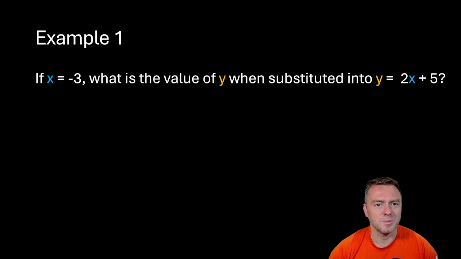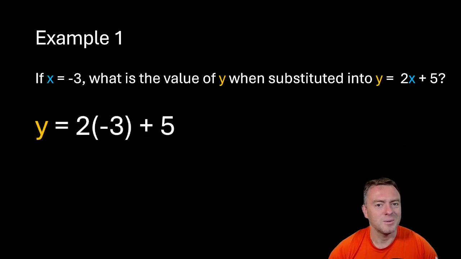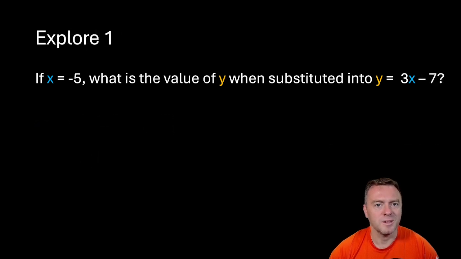Now this is where it gets a little bit different. If we made x equal to negative 3, what's the value of y when we substitute into this equation? Pretty easy, we do 2 lots of negative 3 plus the 5. So that gives us negative 1. So just pause the video, have a little explore with this one and see how you go.